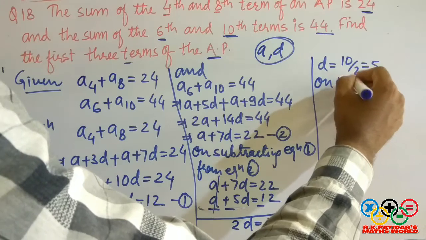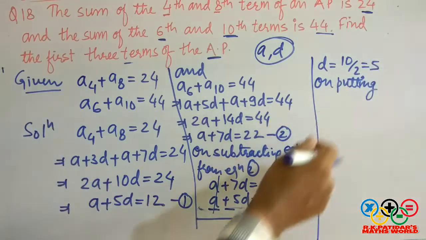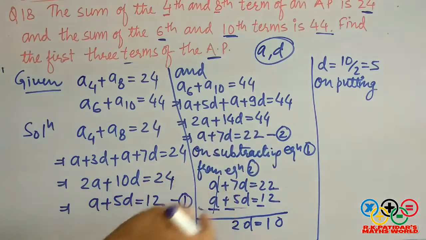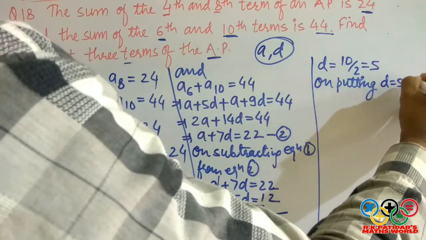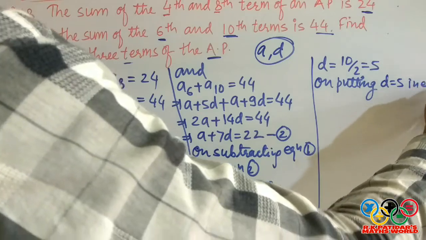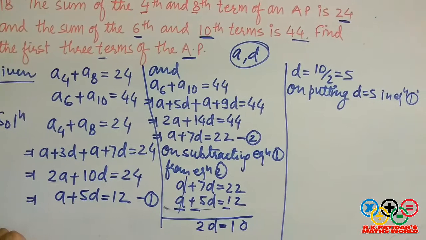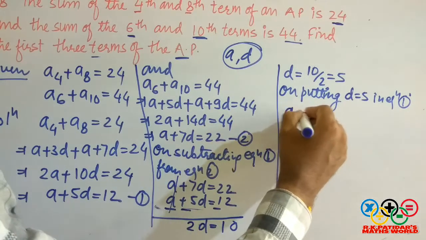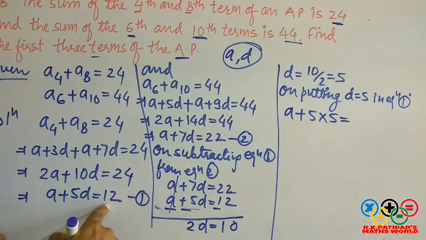Now on putting, आपको एक वेरिएबल की वैल्यू मिल गई, तो putting this value of D in any of the equation, first or second, we will put in the first equation. Putting D is equal to 5 in equation 1. And equation 1 is what? A plus 5D and value of D is what? 5 is equal to 12.